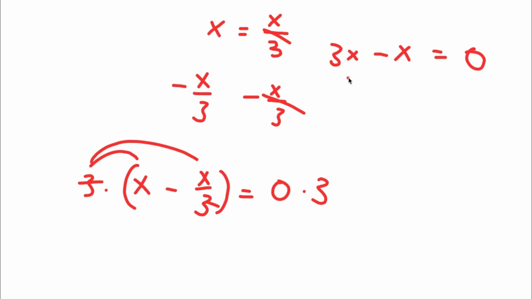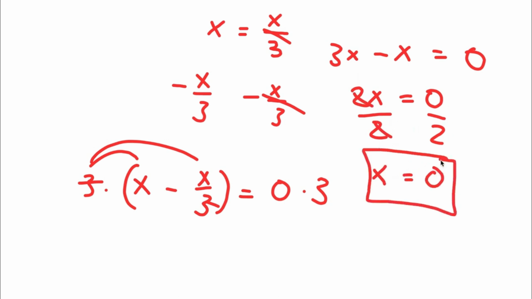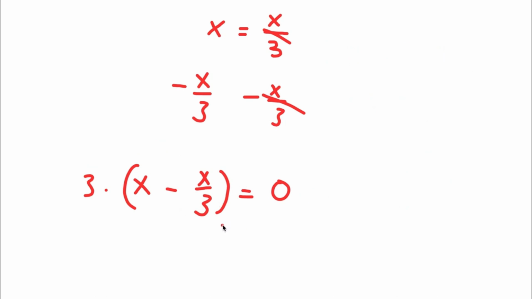So now, 3x minus x, that's simply equal to 2x. So I have 2x is equal to 0. Now, if I divide both sides by 2, these two cancel out. Now I'll be left with x is equal to 0 divided by 2, which is 0. So now, to check, let me actually go ahead and take all this off.